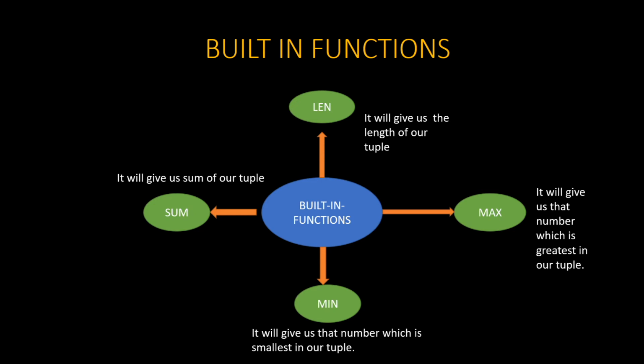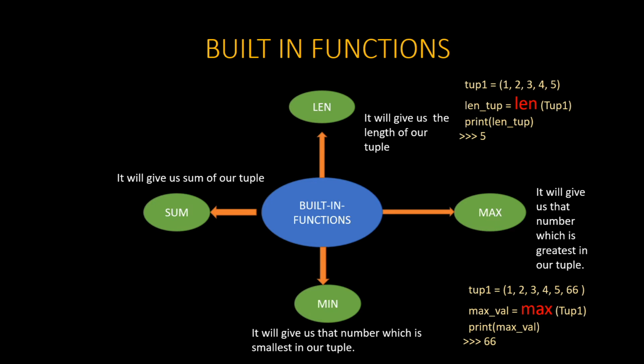Let's take an example for each and every function. Our first example is the length function. Tube 1 is equal to 1, 2, 3, 4, 5, and the length of tube 1 will give us the length of tube 1, which is 5 in this case. And our next example is the max function.